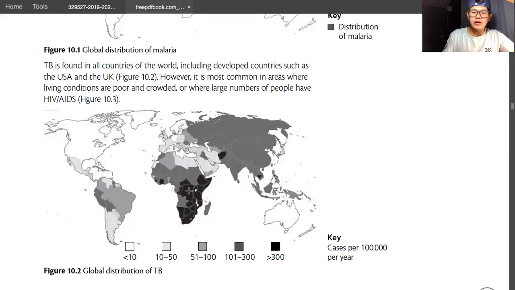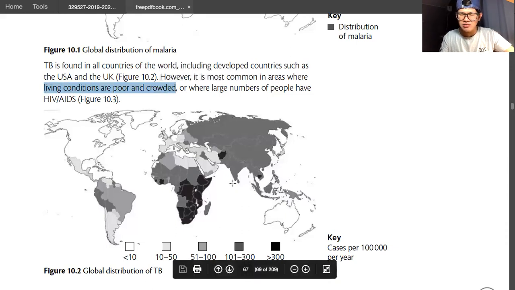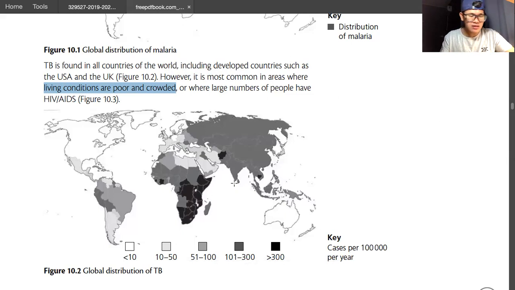And correlatively, these are also the areas where the living conditions are quite poor and crowded. These are places with a lot of slums, a lot of refugee slums, where many areas don't have access to good water. The places are very cramped, with too many people, even millions. And therefore, with millions of people, the living spaces are cramped.